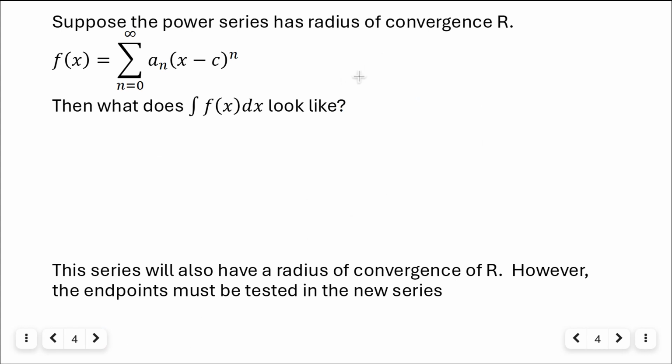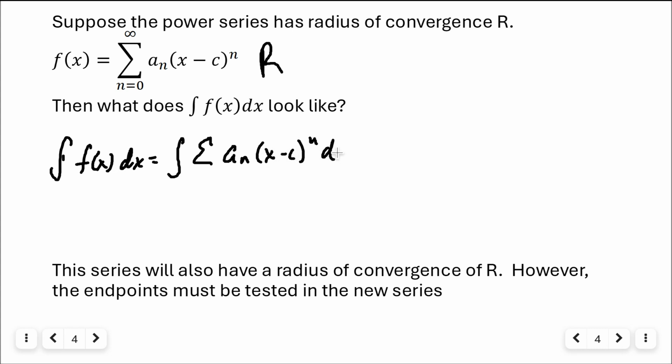All right, now let's talk about integrals. Suppose the power series again has this radius of convergence r. Then what would the integral of f of x look like? Well, the integral of f of x, what would this be if I were to integrate this thing in general? The integral of f of x dx would be the integral of the sum of a sub n times x minus c to the n with respect to x. Well, x is the variable, right? The rules apply to x's. a sub n is a constant. So this would be the sum of a sub n times x minus c to the n plus 1 over n plus 1.